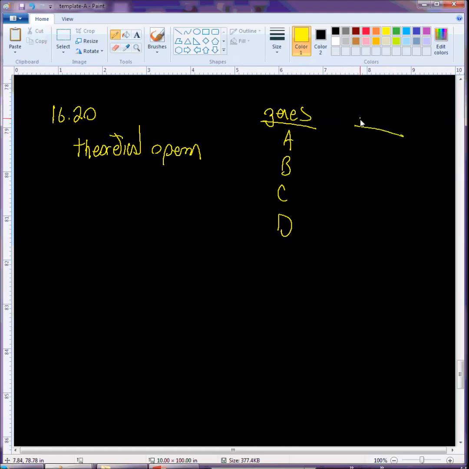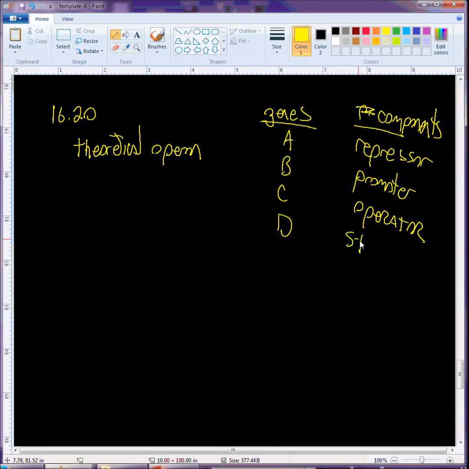But okay, what are the components? The components are repressor, promoter, operator, and 1 structural gene. Okay, so 4 genes, 4 different things. A could be a repressor, it could be the promoter, operator, or structural gene. So B could be one of these, C could be one of these, D could be one of these. We don't know what they are yet. I guess we're going to have to figure out which goes to which in this problem.